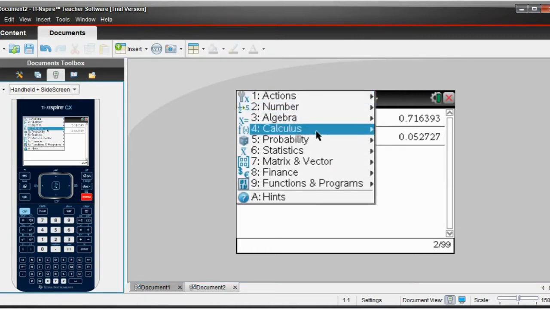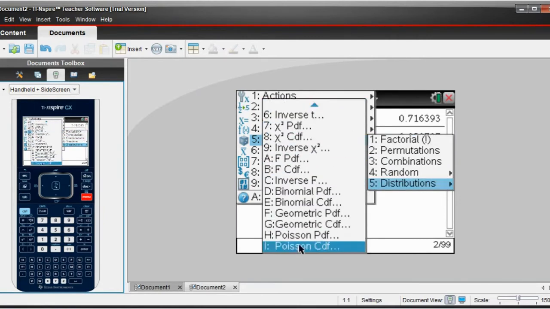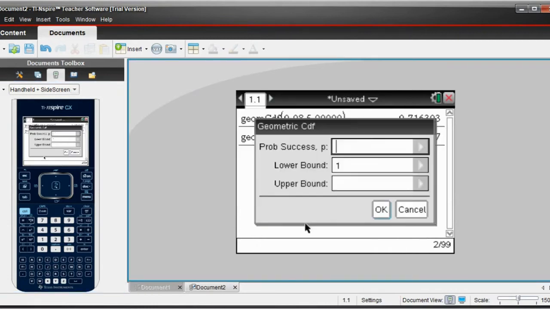So again, that's menu, probability 5, distributions 5 again. And we're going to this time go to geometric CDF because we need a range again. We'll do our 0.08, and we're going to go anywhere from 1 up until 9.